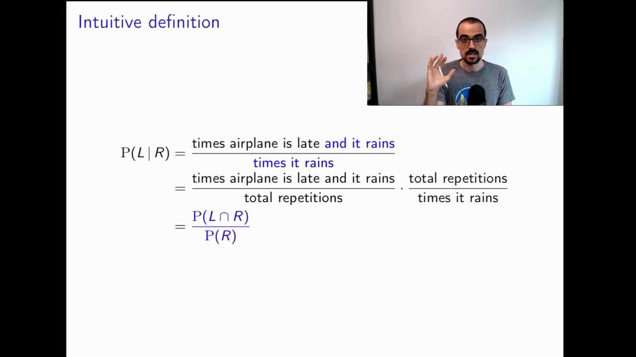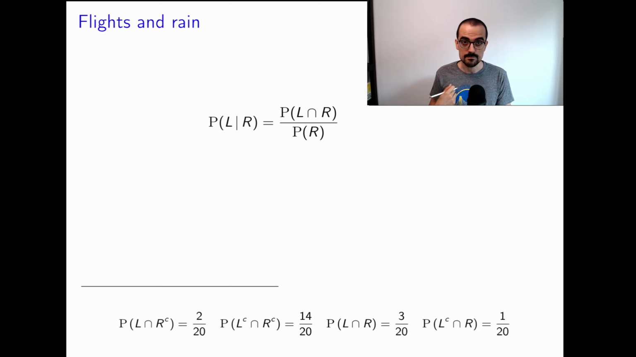Okay, so an implication of our definition is that a reasonable definition for conditional probability is that it should be equal to the probability of the intersection of the two events of interest divided by the probability of the event that we are conditioning on. Let's apply it to our example.